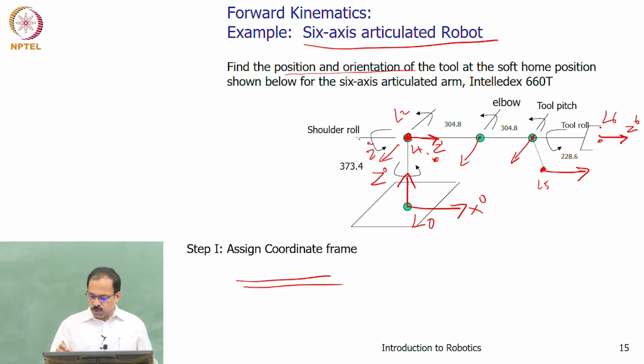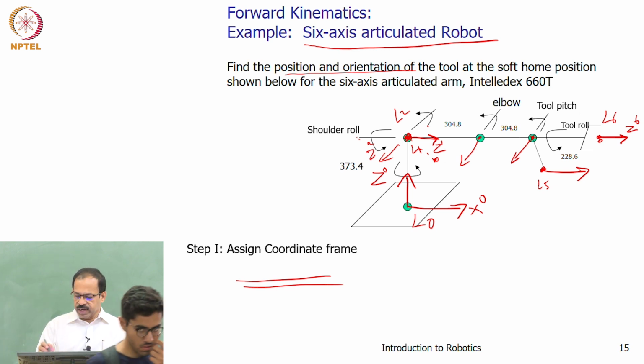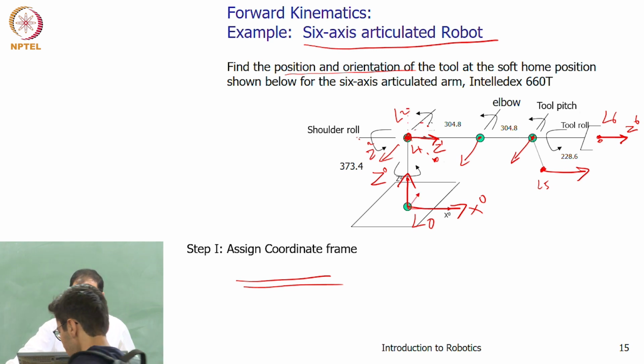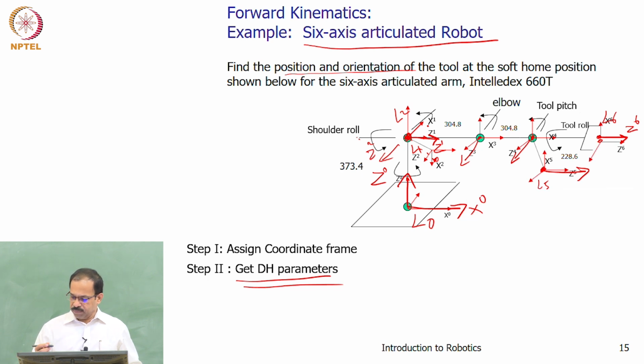Once you have the origins identified, then you assign the x-axis. The x-axis should be normal to Z0, Z1 and Z0 and away from Z0. So you can assign the x-axis accordingly, and you will get all the coordinate frames as shown here. So you can identify the coordinate axes.